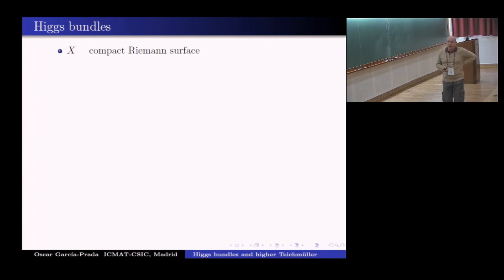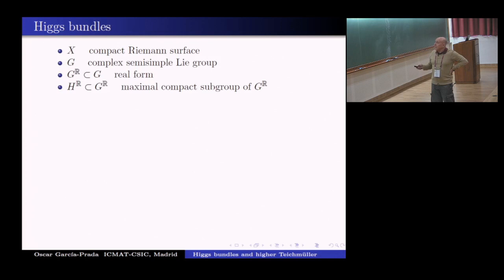So we choose a complex structure on the surface, which I'll now denote by X. So X is a compact Riemann surface, a closed Riemann surface, no boundary. And then I want to take a group G, which is a complex semi-simple group. It's not any group, but a complex semi-simple group. And now I choose a real form of G.